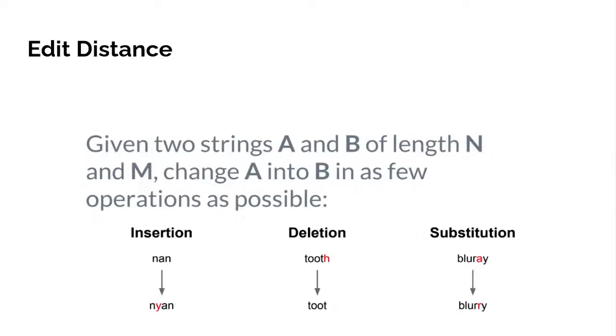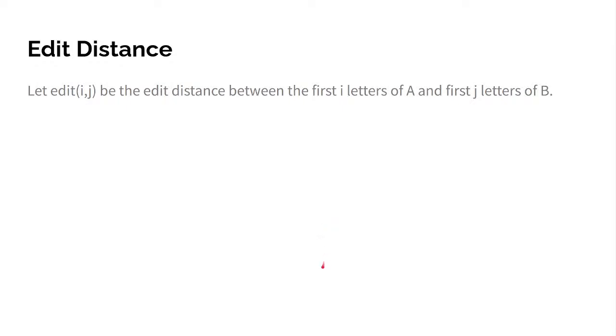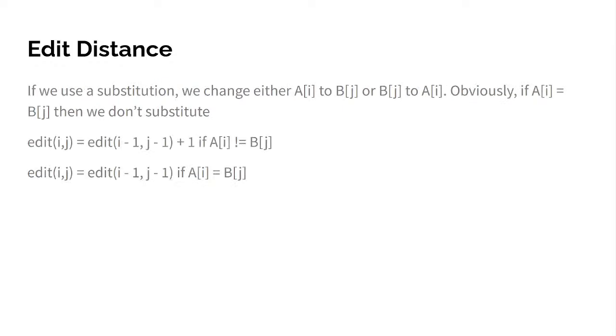Given 2 strings A and B of length n and m, change A into B in as few operations as possible. The operations are insertion of a character, deletion of a character, or substitution of a character. To solve this problem, we define a function edit ij to be the distance between the first I letters of A and the first J letters of B. It's kind of like the LCS. Then obviously if Ai is equal to Bj, we don't need to substitute.